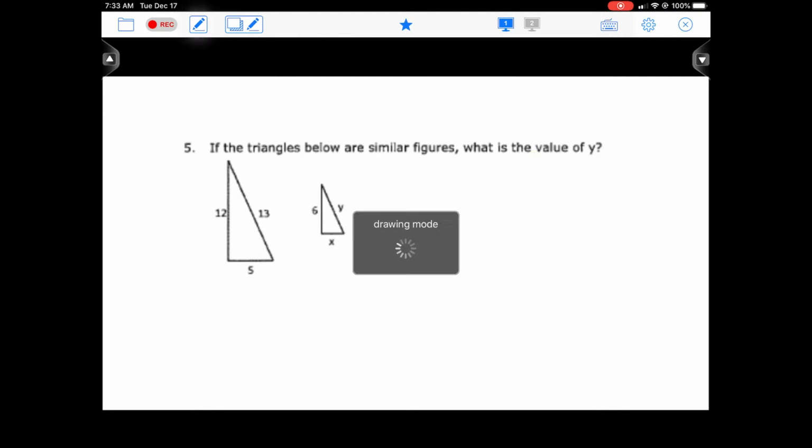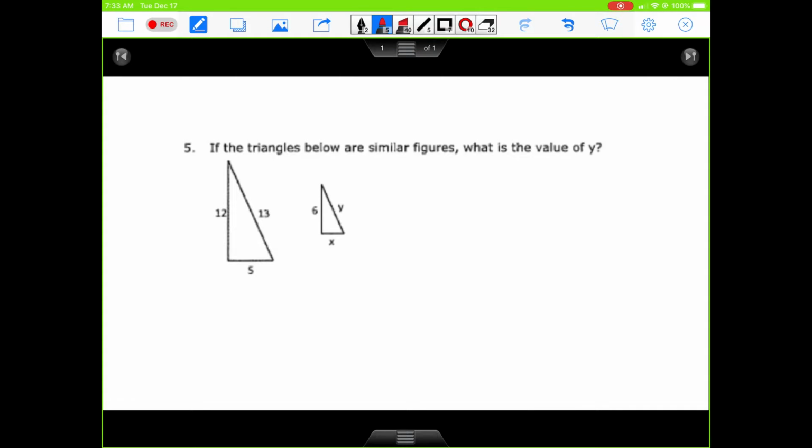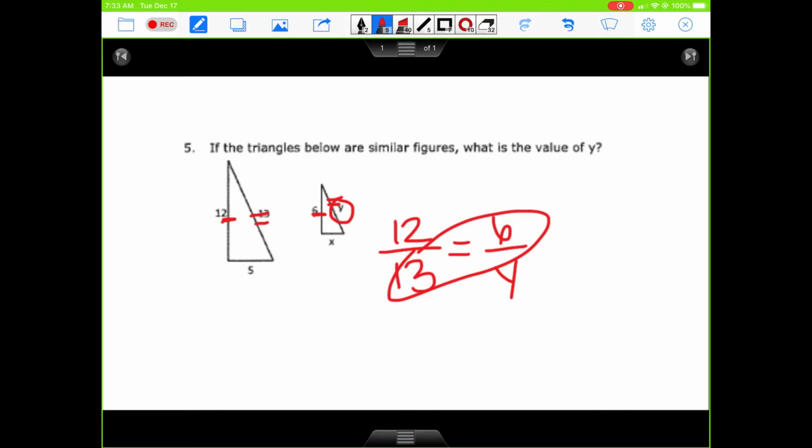Number 5, if the triangles below are similar figures, what is the value of y? So a little different here. We've never seen one with 2 variables on it, but it's still the same way that we solve it. So I'm going to use corresponding sides. Side 12 corresponds with side 6, and side 13 corresponds with side y. Create your proportion. 12 over 13 equals 6 over y. Multiply 13 times 6 is 78, and then divide that by 12 to get y. And when you do that, you will get 6.5.